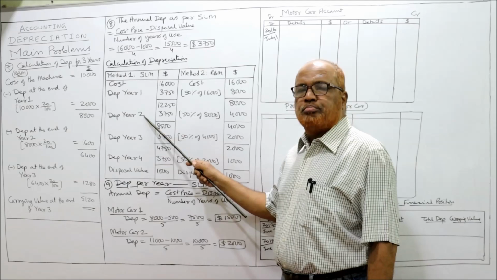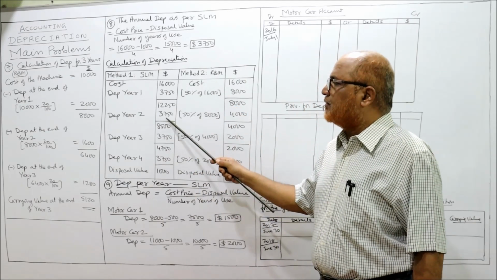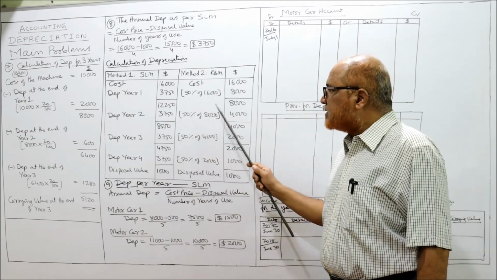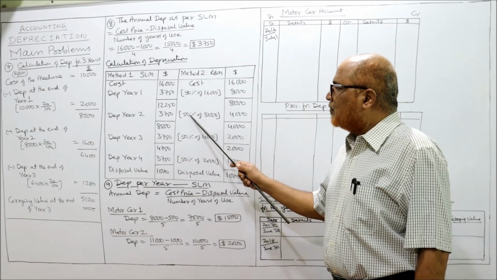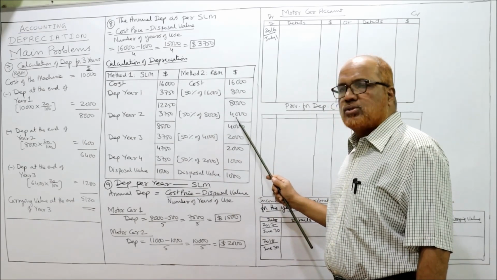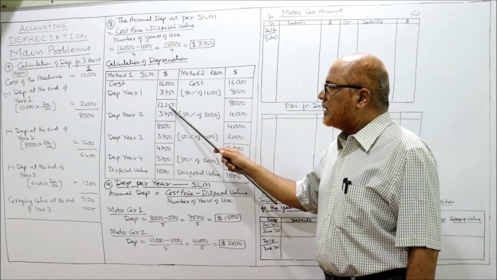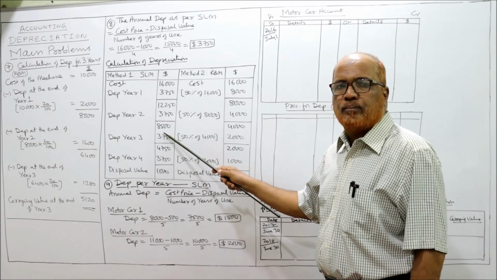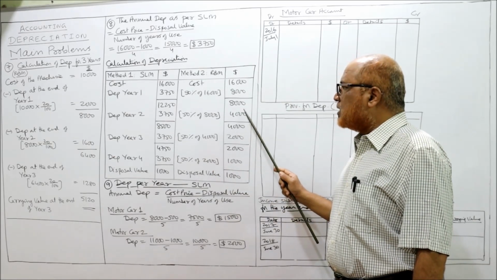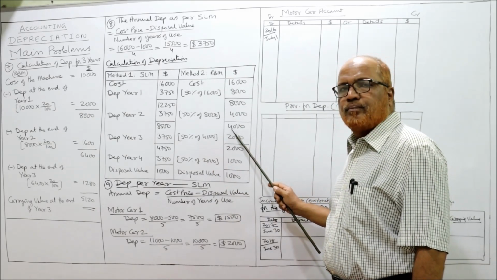Now second year end. Depreciation for year 2. Again same 3,750. But here 50% of 8,000 RBM, reducing balance method. So 50% of 8,000 comes to 4,000. Now deduct 12,250 minus 3,750, 8,500 is the book value. Here 4,000, 8,000 minus 4,000, 4,000.